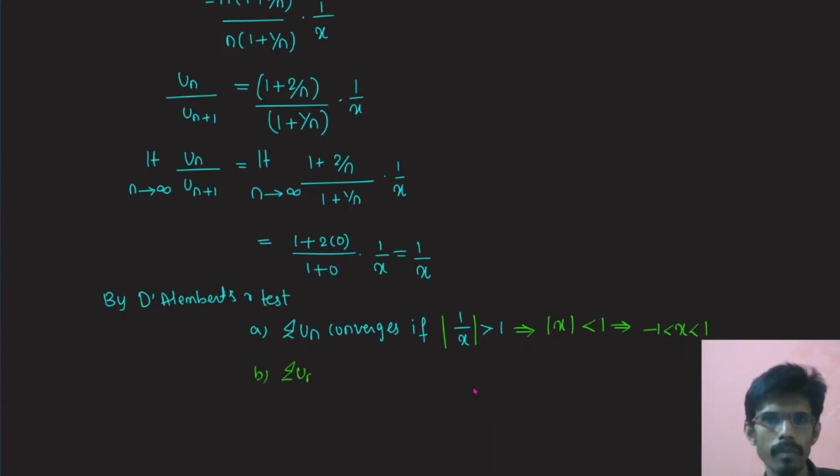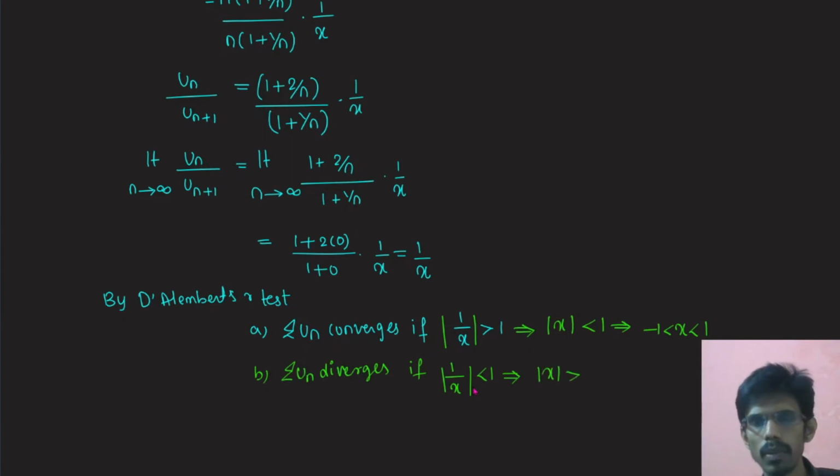sigma un diverges if 1 by mod x value is less than 1, that is mod x value is greater than 1.